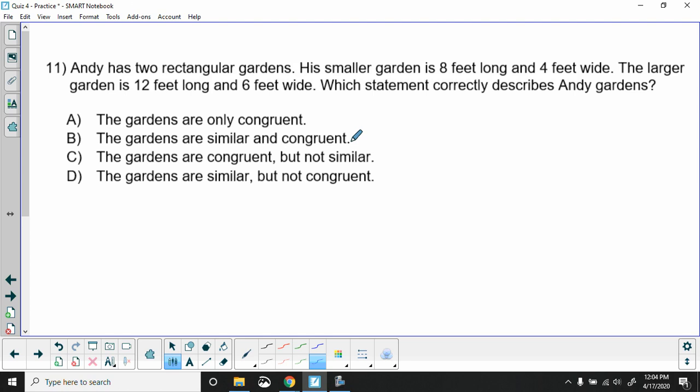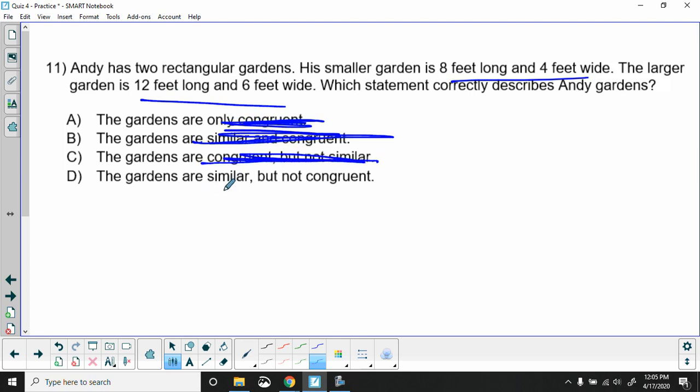The gardens are congruent. No, no, no. They're literally different sizes. The gardens are similar and congruent. That's wacky nonsense. Gardens are congruent but not similar. We just said they're not congruent. Oh, more wacky nonsense. The gardens are similar, okay, but not congruent. Makes perfect sense. Must be D.